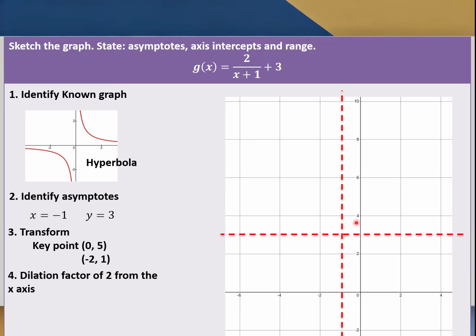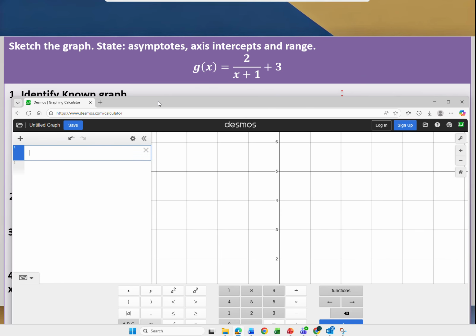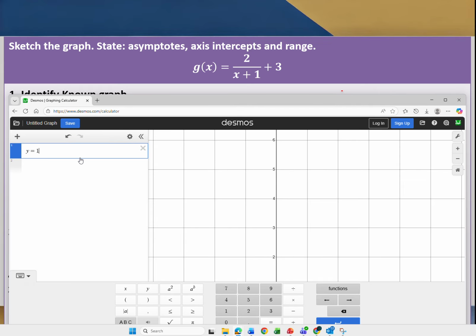Now I'm going to show you the reason why we do this before we do our vertical transformation and our horizontal transformation. Let me get Desmos up. It's a very good tool to be able to visually see everything. Okay, so let's start off with our basic graph of y equals 1 over x.